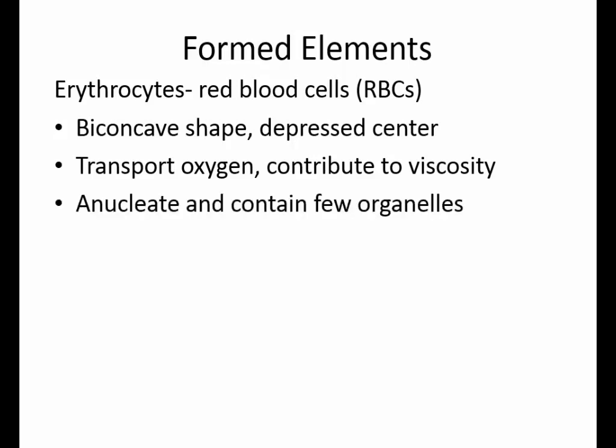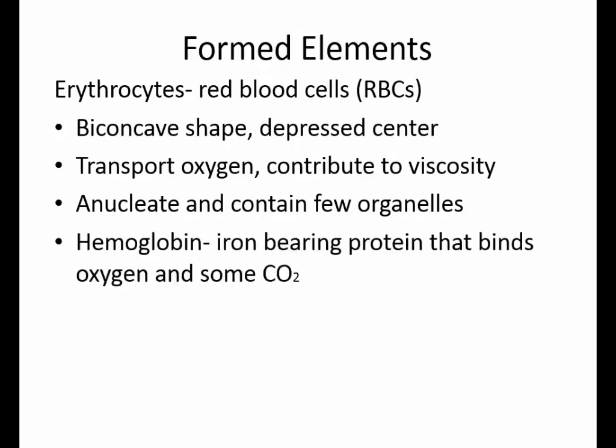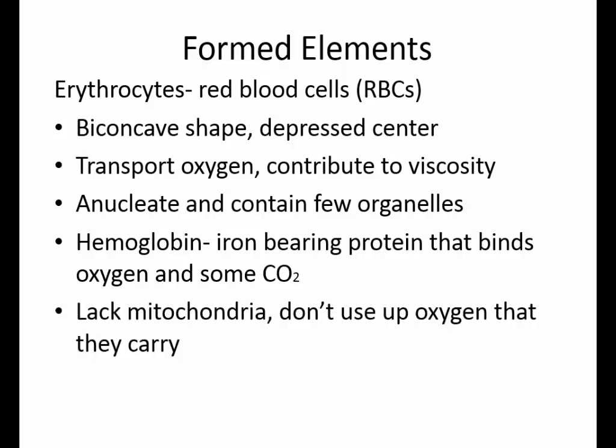They do not have a nucleus, so they are anucleate, and they contain very few organelles. But they do have hemoglobin in them. Hemoglobin is the iron-bearing protein that can bind to oxygen and somewhat bind to carbon dioxide. But hemoglobin is what transports oxygen in the blood. Because red blood cells do not have mitochondria, they're not actively metabolic, so they don't use up the oxygen that they're carrying. Red blood cells are the most common of the three formed elements.